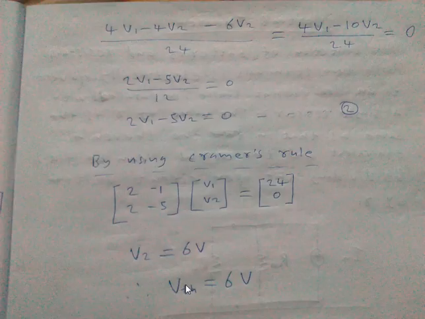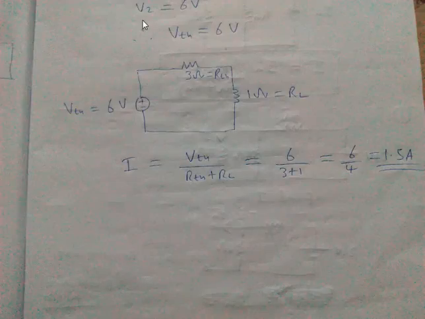So VTH is equal to 6V. We can draw this in a diagram: VTH is equal to 6V, RTH, the overall resistance, is 3 ohm, and the load resistor is 1 ohm. Now we know how to apply this: I is equal to VTH divided by RTH plus RL. That is 6 divided by 3 plus 1, so 6 divided by 4 is equal to 1.5 A. So this is the answer. This is what Thevenin's theorem is all about.